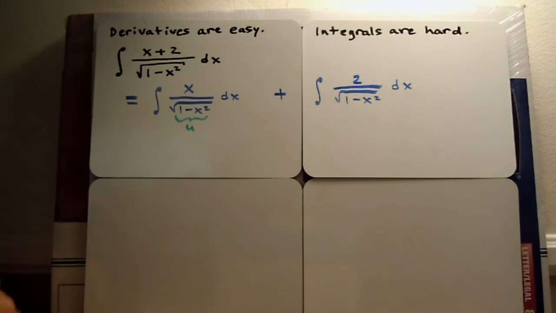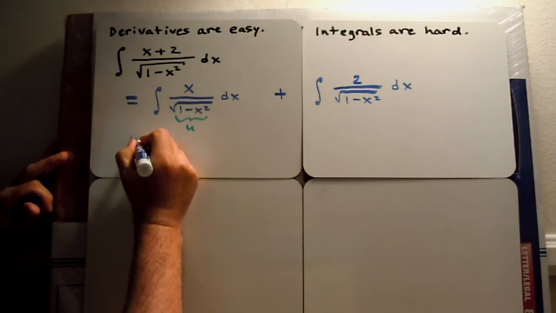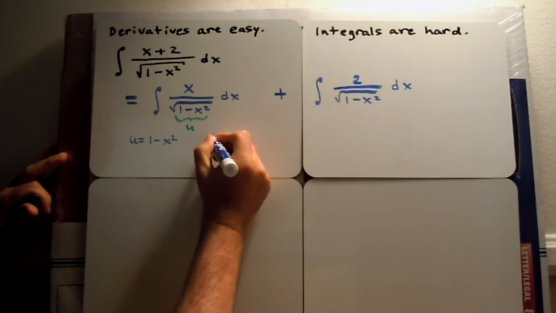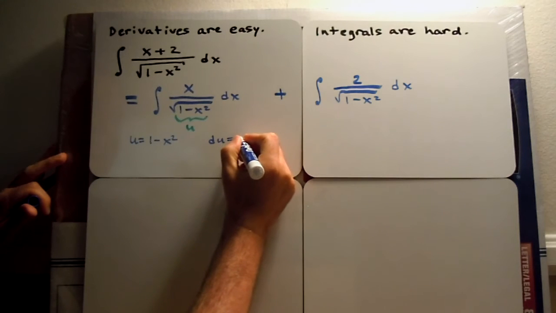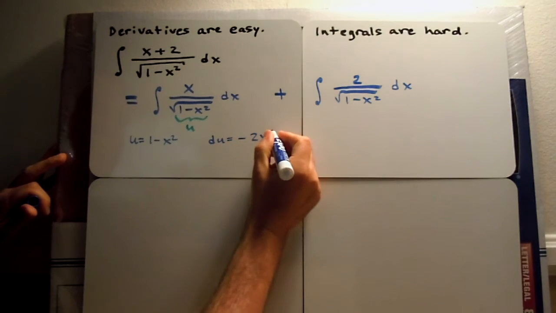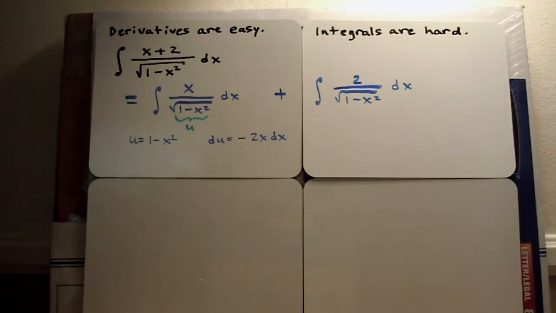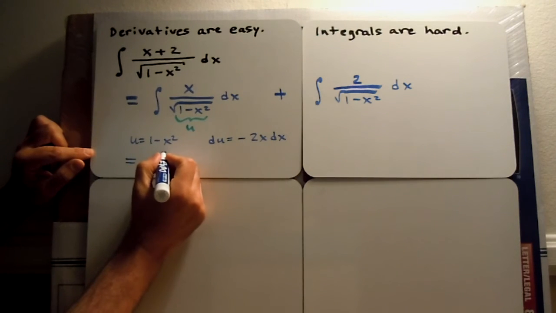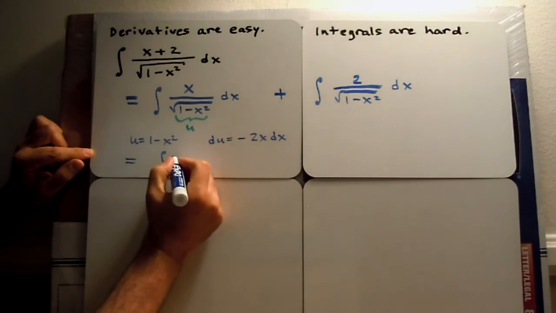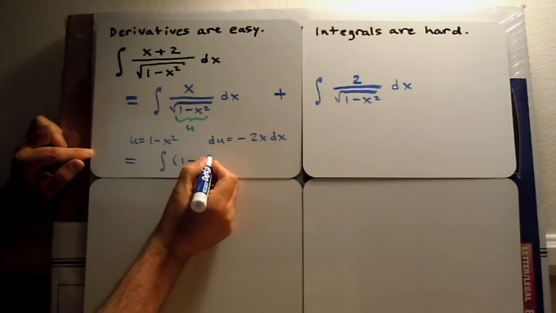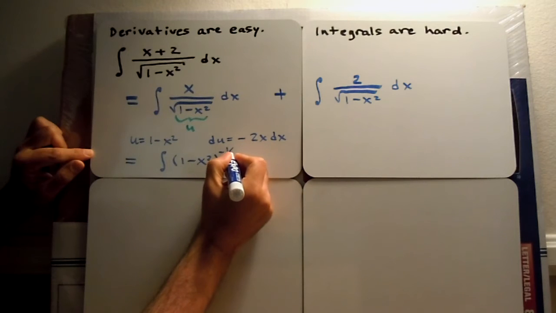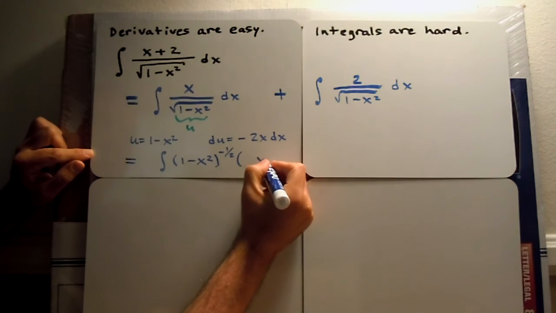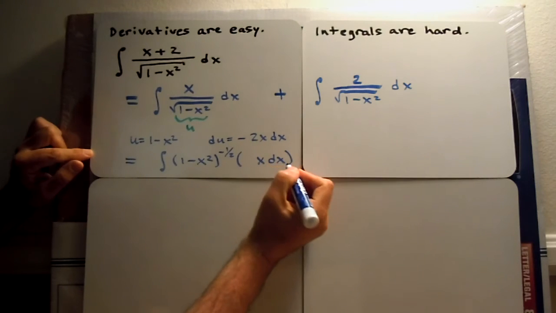And if that were the case, if we think of u being equal to 1 minus x squared, and the derivative of that being negative 2x dx, well, it looks like we can rewrite this by making an adjustment with just the negative 2. So what I'm going to do is go ahead and rewrite this as 1 minus x squared to the negative 1/2 power, and then I have the x and the dx still there.